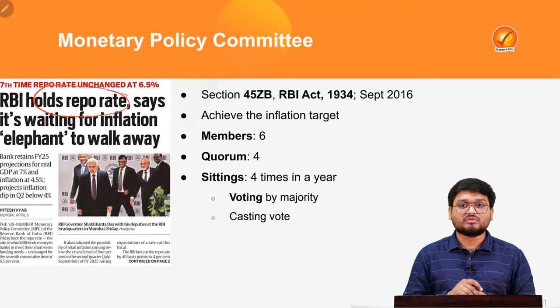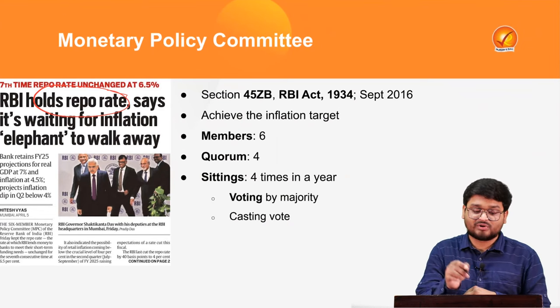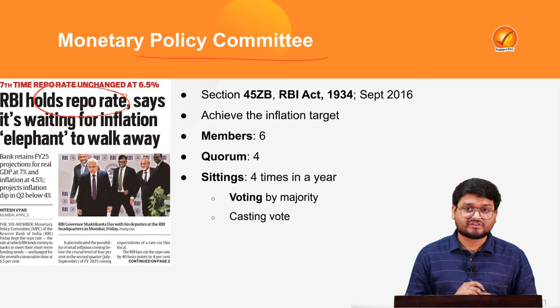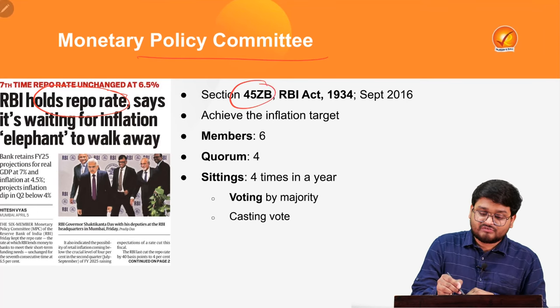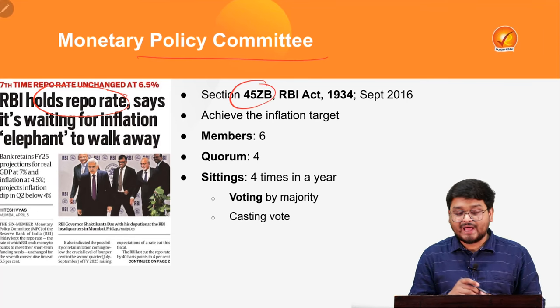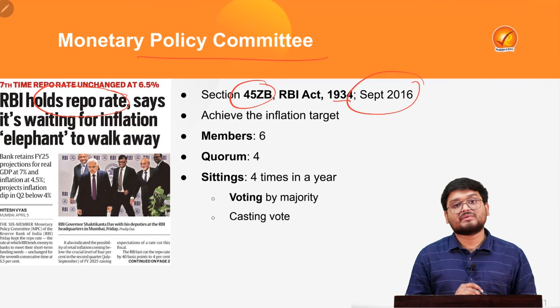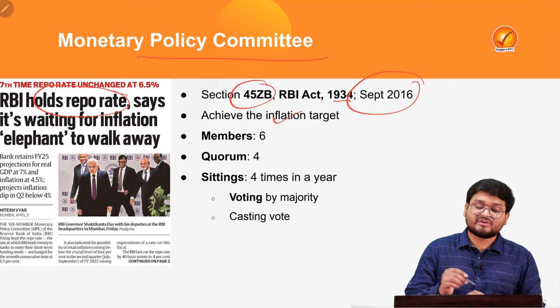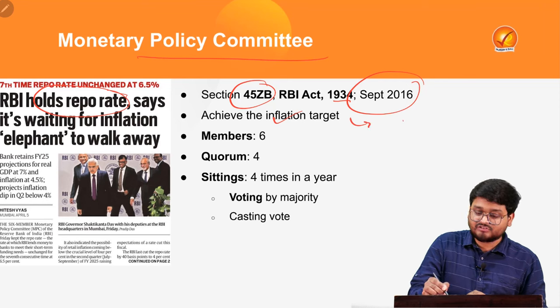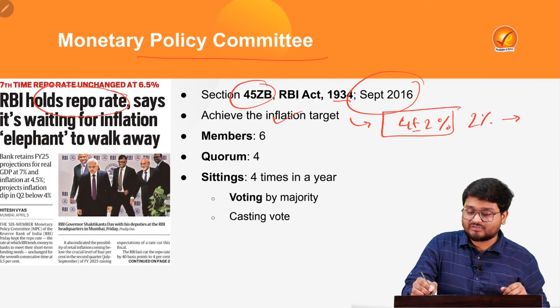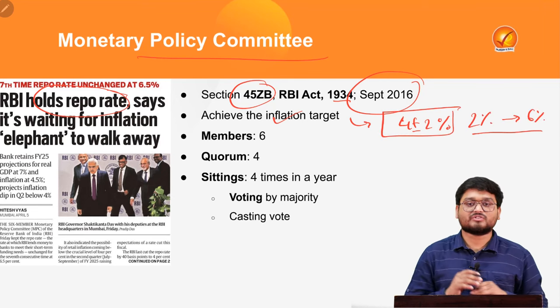Particularly with respect to repo rates, we know that it is the Monetary Policy Committee in India which meets from time to time to control inflation in India. Under section 45ZB of the RBI Act, we have the Monetary Policy Committee, which was constituted in September 2016, and it is trying to achieve the inflation target in India in the range of 4 ±2%. That means in India, inflation can be in the range of 2% to 6% maximum.